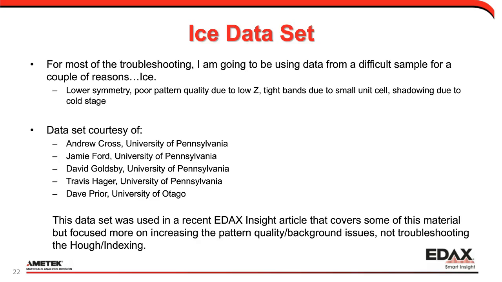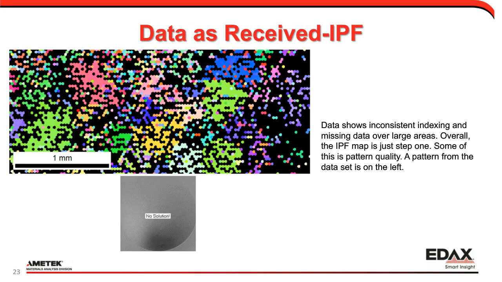So the data set as received looked like this. You can see that I can see some coherent grains, a lot of speckling in areas, and as I look at the pattern on the bottom left, there's just not much there. So it's showing inconsistent indexing and missing data over large areas, and this IPF map is telling me that I've got more work to do to pull the data out of here.